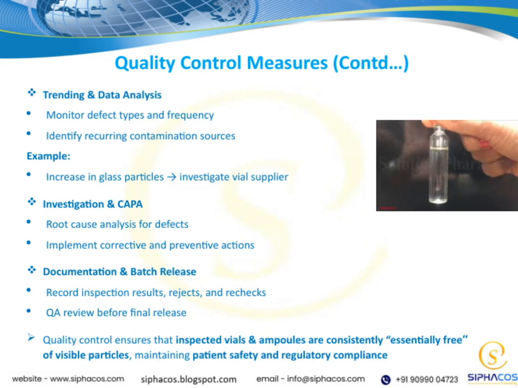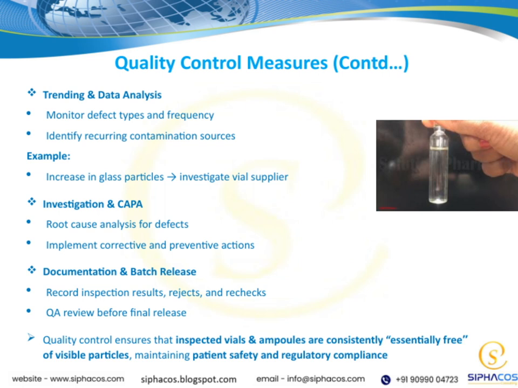Now, let's look at how trending and data analysis play a vital role in our process. By monitoring defect types and their frequency, we can quickly spot patterns and identify recurring contamination sources. For example, if we notice an increase in glass particles, that would prompt us to investigate our vial supplier more thoroughly.